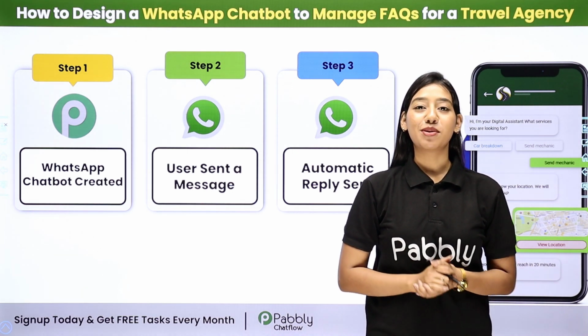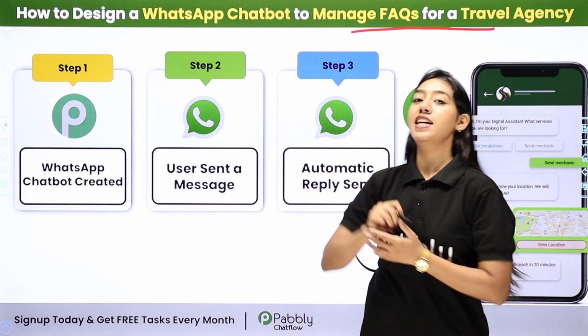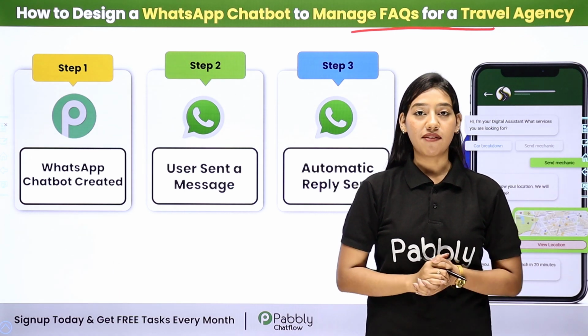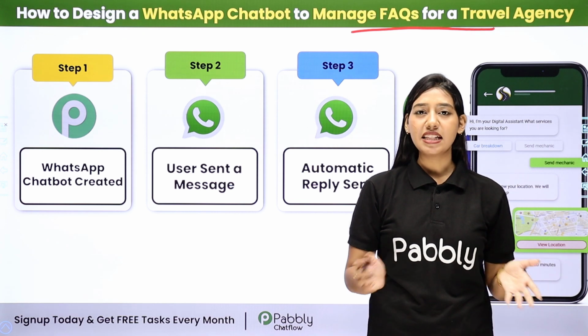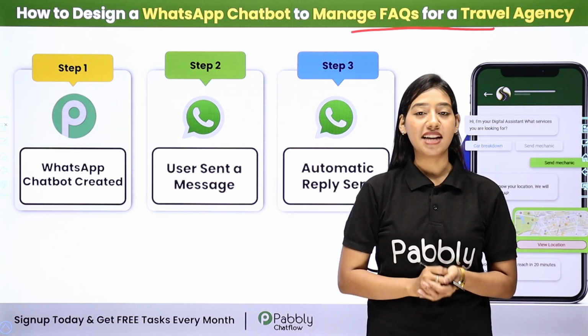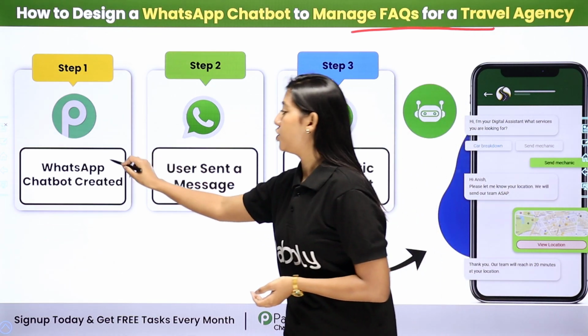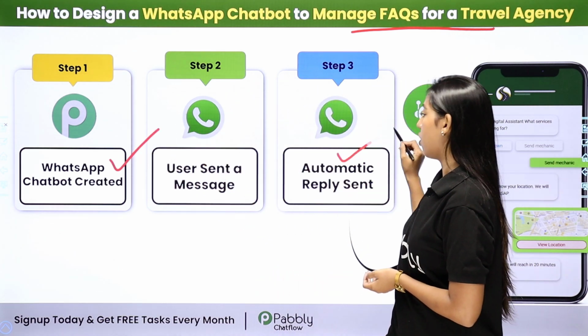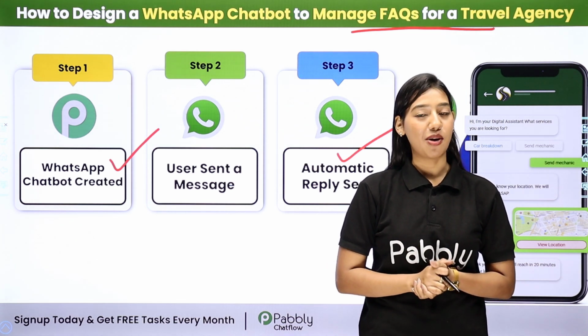In today's video, we are going to learn how to design a WhatsApp chatbot to manage FAQs for a travel agency. Suppose your travel agency receives a lot of repetitive questions on a daily basis. Answering these questions can be very exhausting and time consuming. So with the help of Pabbly Chatflow, we are going to create a WhatsApp chatbot which will automatically respond to commonly asked questions like visa requirements and cancellation policies on our behalf.